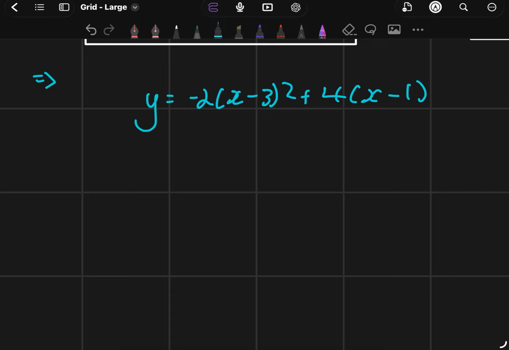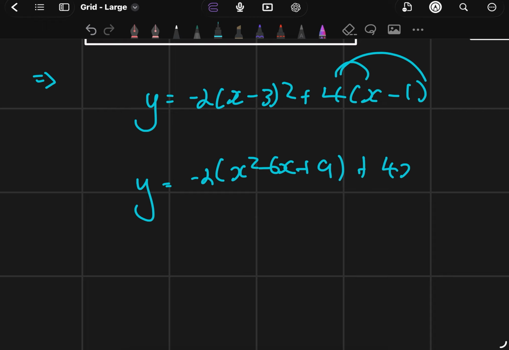Alright, so now I'm going to be showing you guys the solution. So what you want to do first is, of course, the brackets. So you want to simplify those first according to BEDMAS exponents. So we get y equals -2 x squared minus 6x plus 9. And then we distribute this. So plus 4x minus 4.